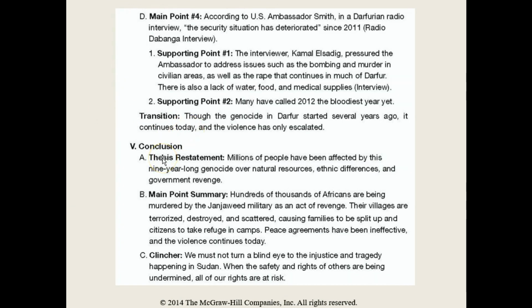Notice the conclusion, thesis, restatement. So they're finishing up the main point summary. You're going back and telling us again what you told us, very short. And then the clincher. In other words, what do you want your audience to walk away with?